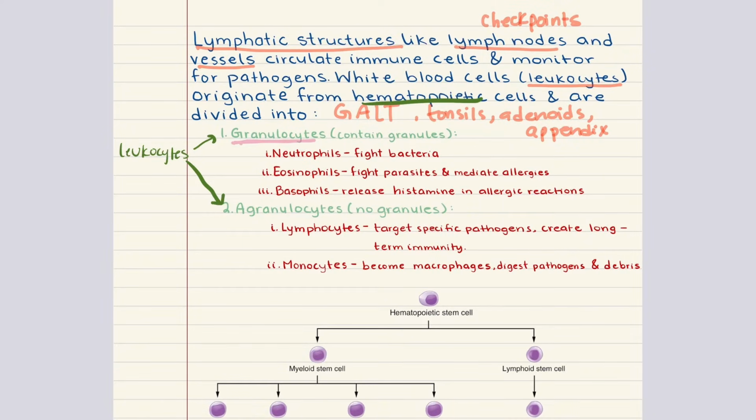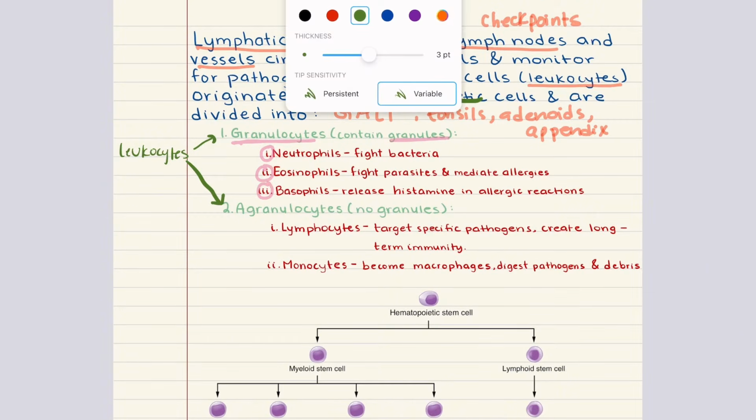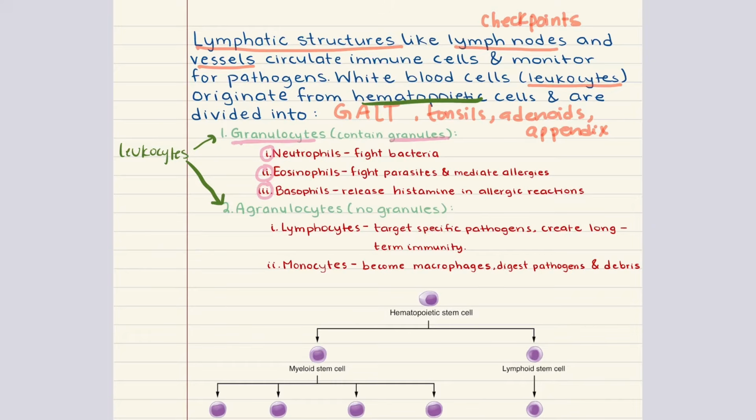Granulocytes are cells with visible granules in their cytoplasm, and they include neutrophils, eosinophils, and basophils. Neutrophils are the most abundant, and they specialize in fighting bacterial infections. Eosinophils are important for combating parasitic infections. They also play a role in allergic responses. Finally, basophils are involved in allergic reactions as well, where they can release histamine that contributes to inflammation.